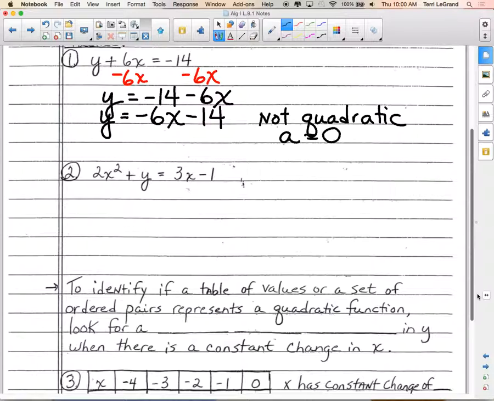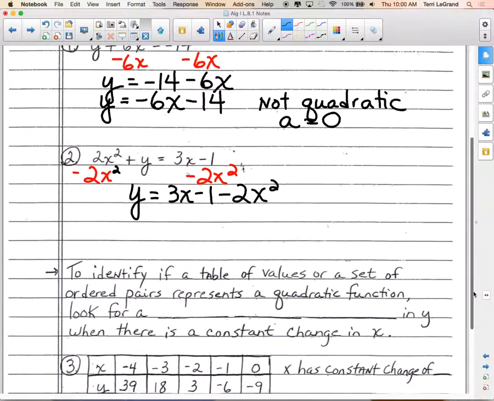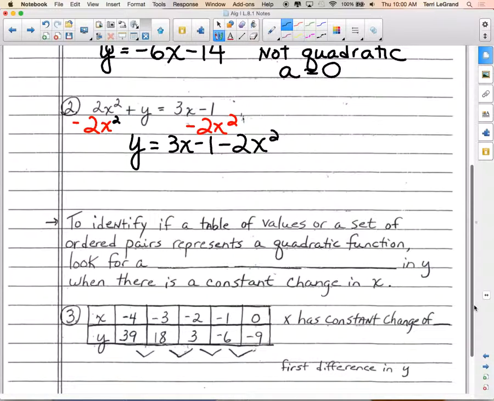2x squared plus y equals 3x minus 1. And you do not say it until you get it in standard form. Or in other words, get the y alone. So what are we going to do to get the y alone in this one? Subtract the 2x squared. So now the y is alone. We have 3x, take away 1, take away 2x squared. None of them are like terms, are they? We don't really have anything to subtract that 2x squared from except 3x minus 1.